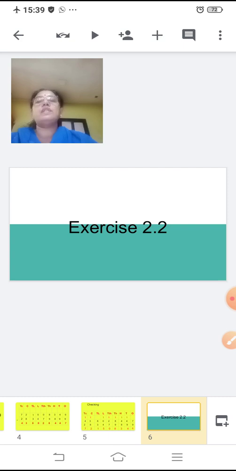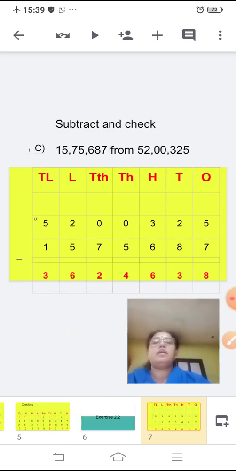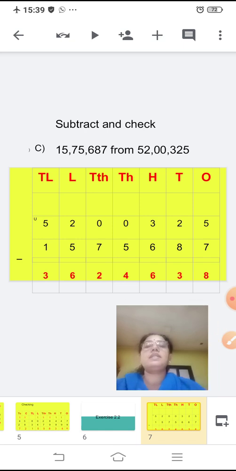Now coming to some exercise sums. Exercise 2.2, we will start with exercise 2.2. The first sum here, we're doing the first sum if you're having the textbook. Here the question is: subtract and check. You have to check after doing the subtraction. Here 15,75,687 is to be subtracted from 52,325. Okay, the same procedure, we will start from the ones place.